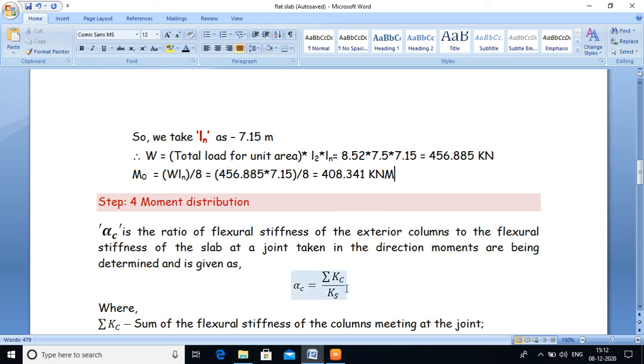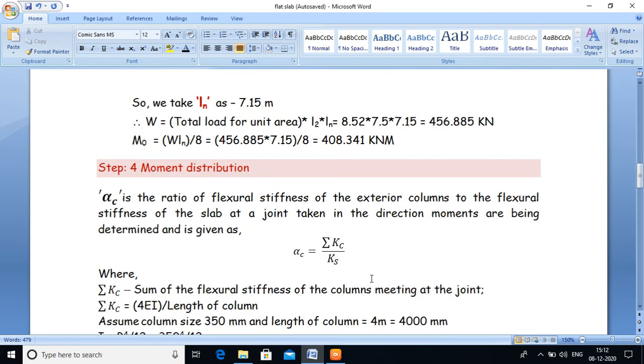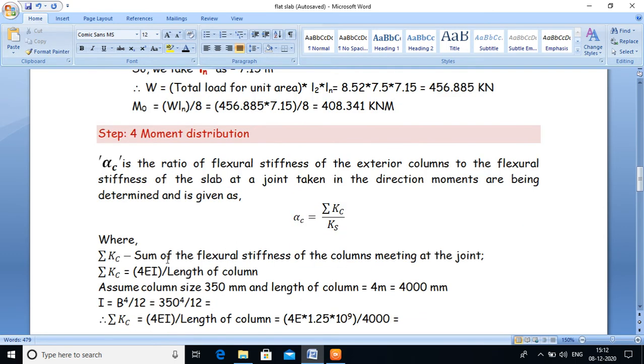This is the ratio of stiffness of column and stiffness of slab. To get this value of alpha c, we first need to calculate the stiffness of column and the stiffness of slab. Summation kc is the stiffness of columns meeting at the joint. How do we get the stiffness? We studied in structural analysis 1 and 2 the stiffness formula for the column as 4EI by L. We are not going to put the value of E; we calculate the stiffness in terms of E.